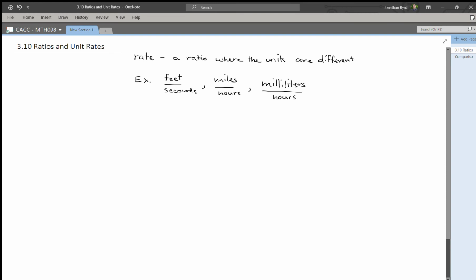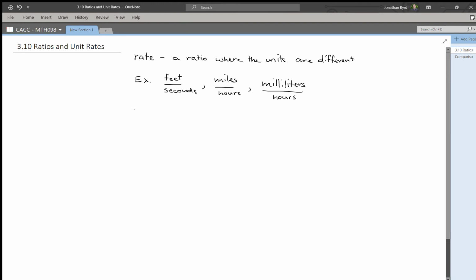And anytime that we're trying to compare two things and the units are dissimilar, we end up with what is called a rate rather than a ratio. But really the difference is just semantic.